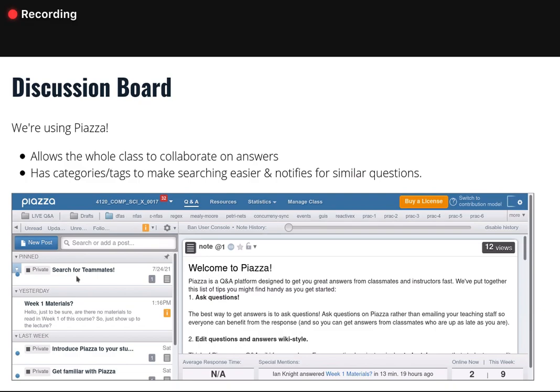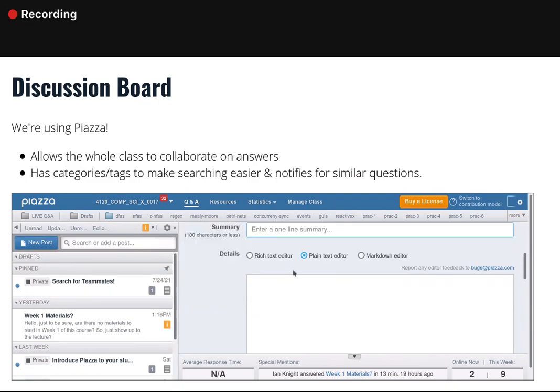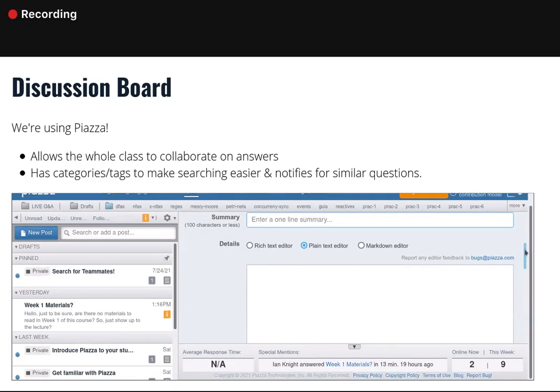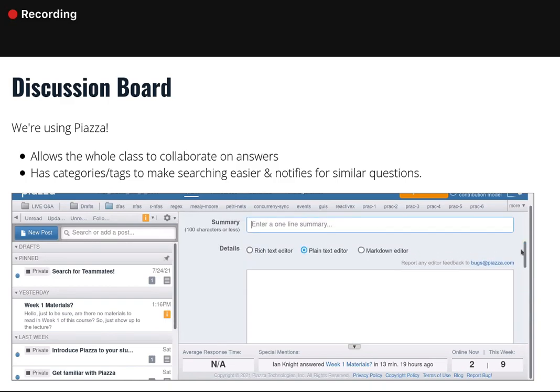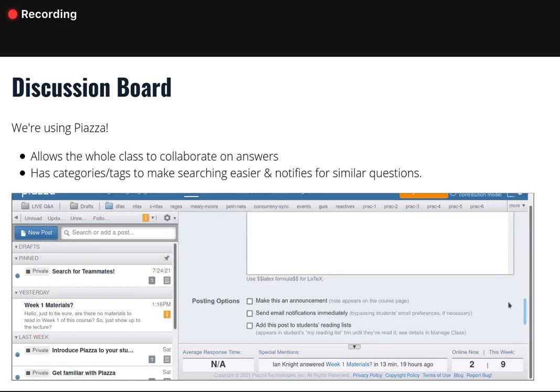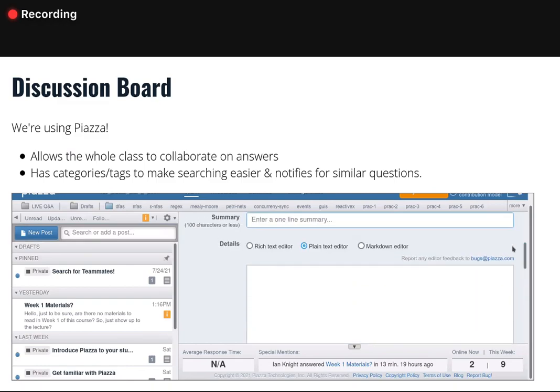A few good things about Piazza: you can create questions, and it supports all the usual stuff that you'll find in your regular discussions. In addition, it also supports Markdown as well as plain text, which is nice. And then once you have a question up and running, everybody can collaborate on one answer together.